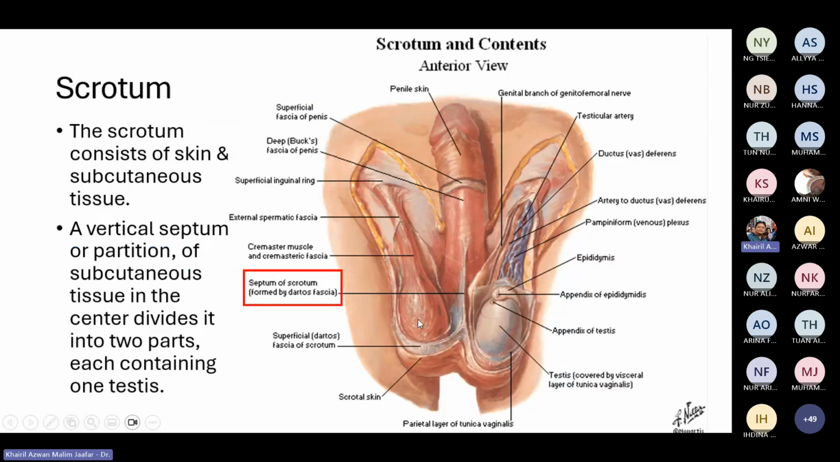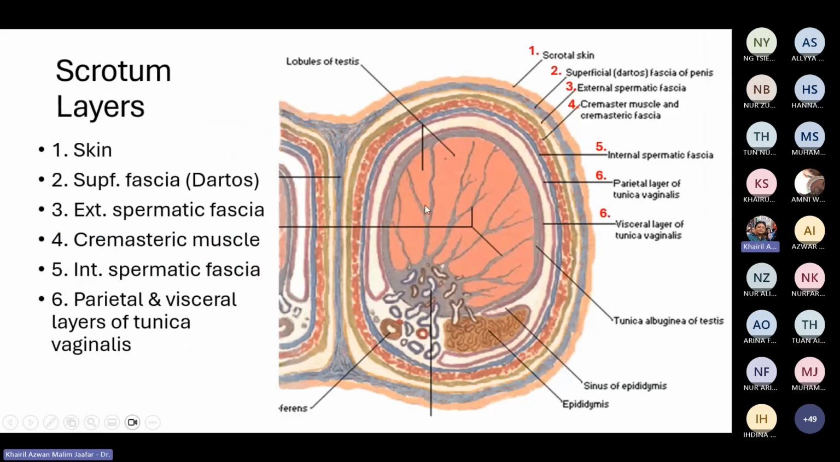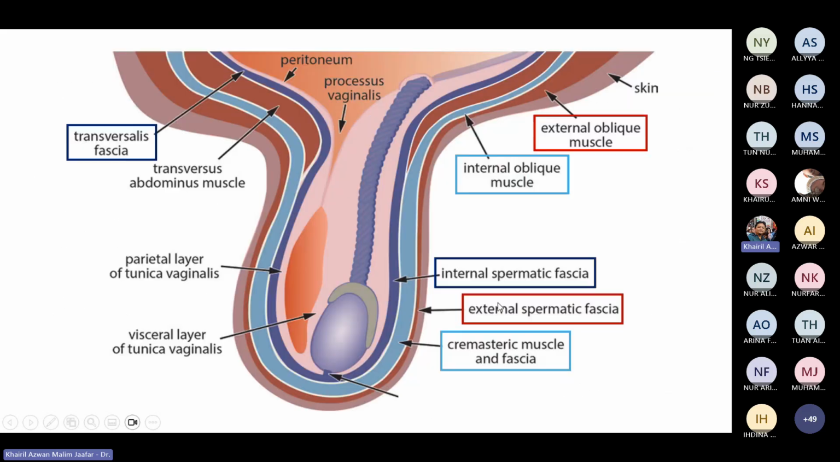Okay, scrotum. What is important is the layers. The layers from the skin are: dartos muscle, dartos fascia, external spermatic fascia, cremasteric muscle, internal spermatic fascia, and the parietal and visceral layers of tunica vaginalis. So all these layers come from the abdomen.